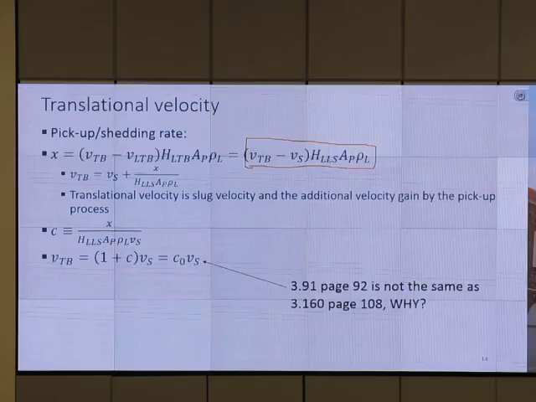So for gas, if this is X, let's say XL or just X. For gas, the shedding rate will have VTB the same, right? VS is the same because gas inside moves the same as the slug. Gas and liquid move at the same speed. HLLS will change to, yes, 1 minus HLLS. And rho L changes to rho G. Then you get the pickup and shedding rate for the gas phase. Does it make sense? Not really, because you forgot how we derived X, right?